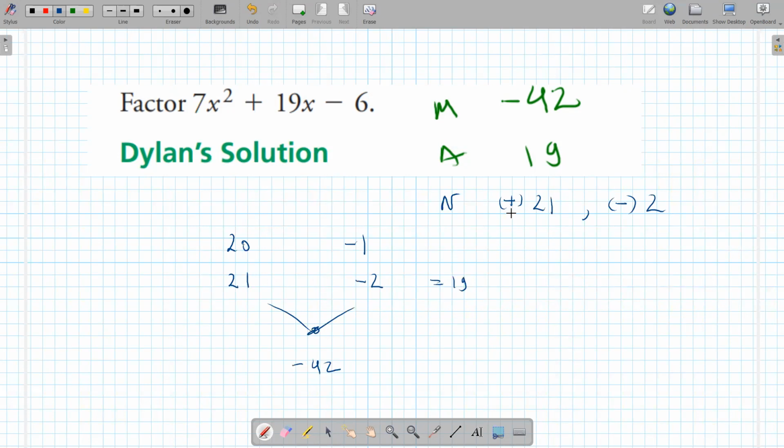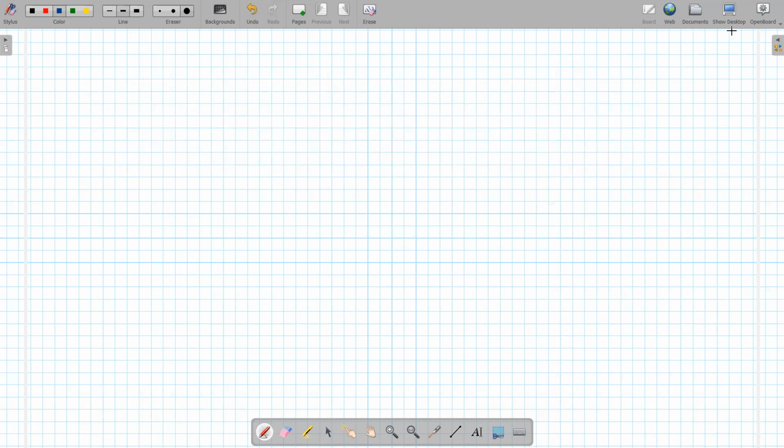So if the bigger number is positive and the smaller number is negative, you want to use this approach. Start from 20, negative 1. Well, where does the 20 come from? Just start one step up from 19. So your numbers are 21 and negative 2. From there, it's pretty simple.